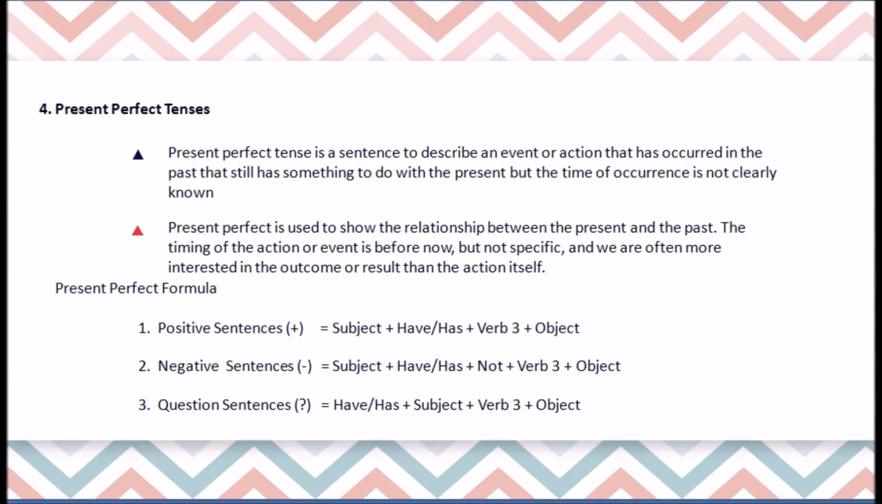Present perfect formula. Positive sentence: subject plus have or has plus verb 3 plus object. Negative sentence: subject plus have or has plus not plus verb 3 plus object. Question sentence: have or has plus subject plus verb 3 plus object.